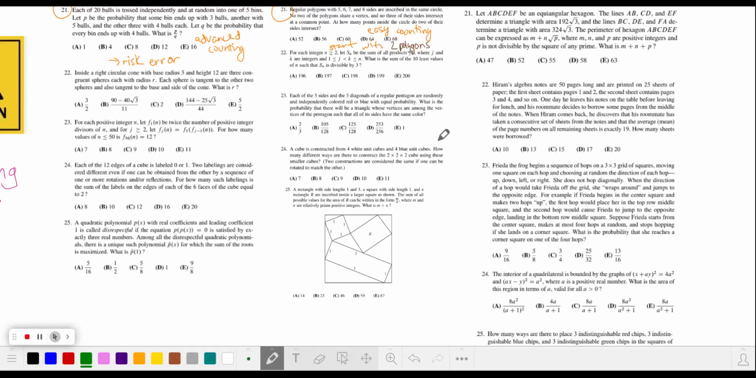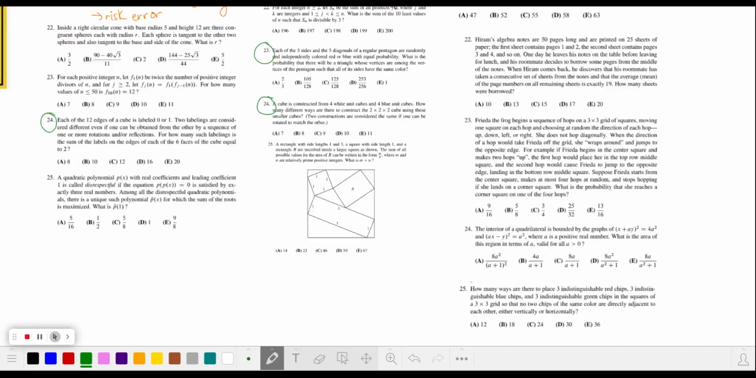I personally don't like problems where you have to do things like color edges of a cube or a pentagon in this case. Here we're labeling edges with either 0 or 1 and counting the number of ways of doing that. Here again, we're counting the number of ways of coloring these unit cubes. And here's another example down here. So if you like this sort of counting, you're in luck. There's probably going to be one on your AMC in the final 5.